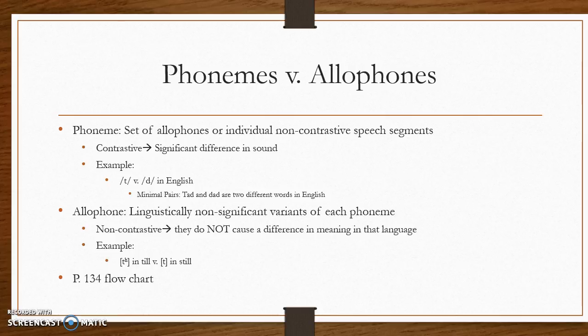Allophones are linguistically non-significant variants of each phoneme. So they can be non-contrastive, meaning they don't cause a difference in meaning in a language. So for example, the t in till and the t in still. In English, the aspirated T and the unaspirated T don't change the meaning of a word. If you had a word that starts with the aspirated T and one that just started with T, they're not in contrastive distribution in English. In other languages, they might be, but in English, they are not contrastive.